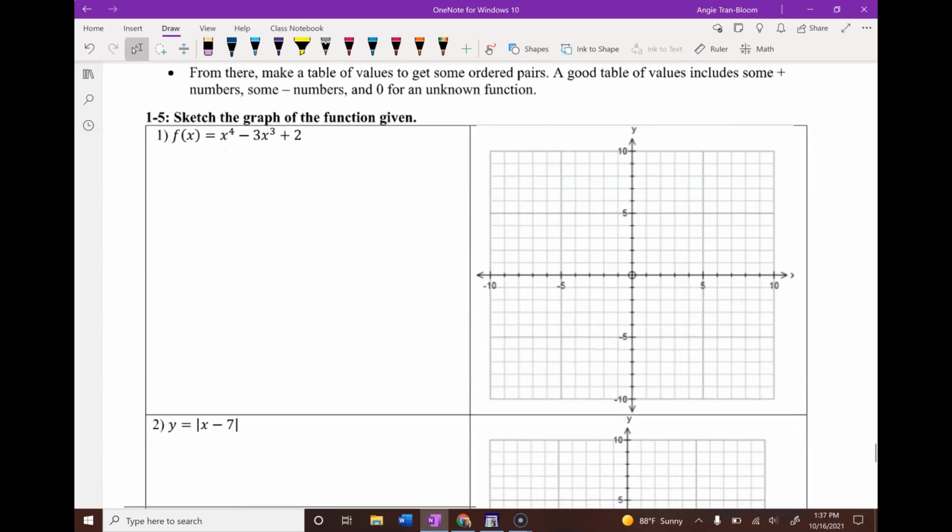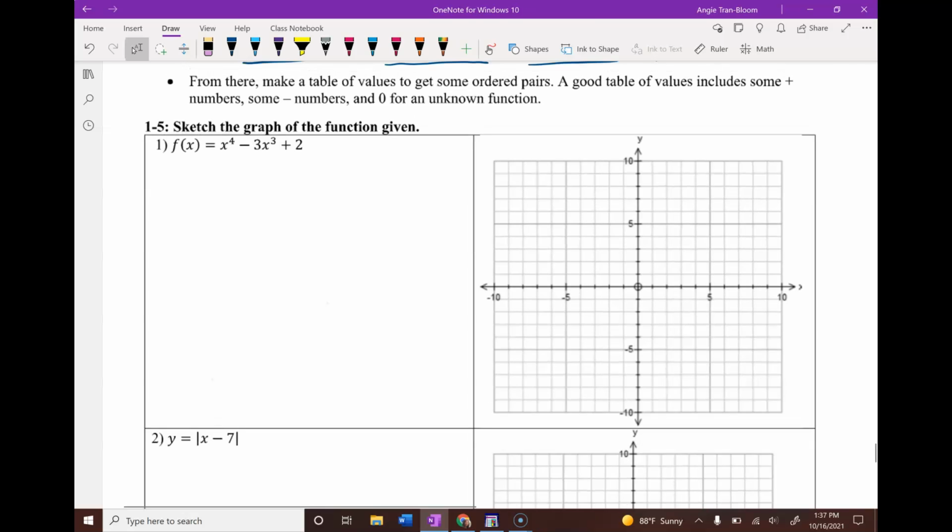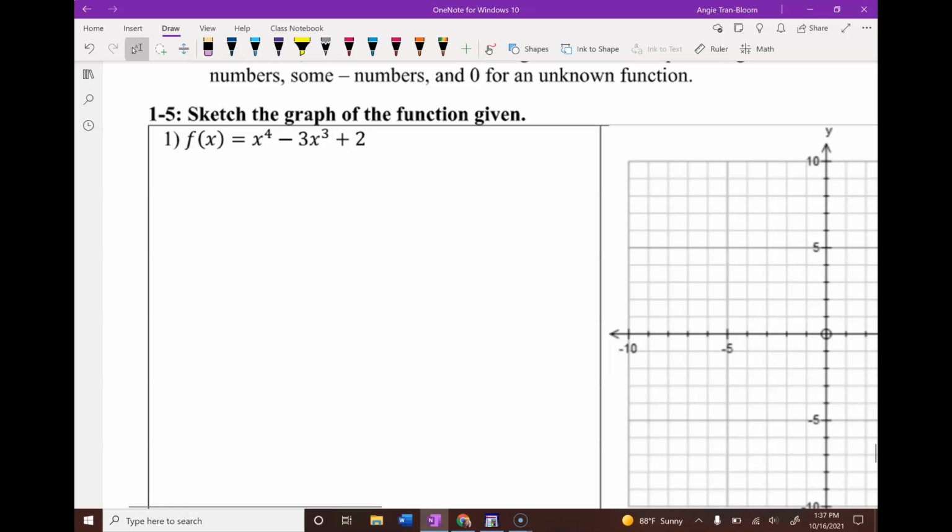So let's go to examples 1 to 5. Sketch the graph of the function given. So this one says f of x equals x to the 4th minus 3x to the 3rd plus 2. Now, out of these three terms, this is the highest exponent of this equation. So students, this function has a degree of 4.